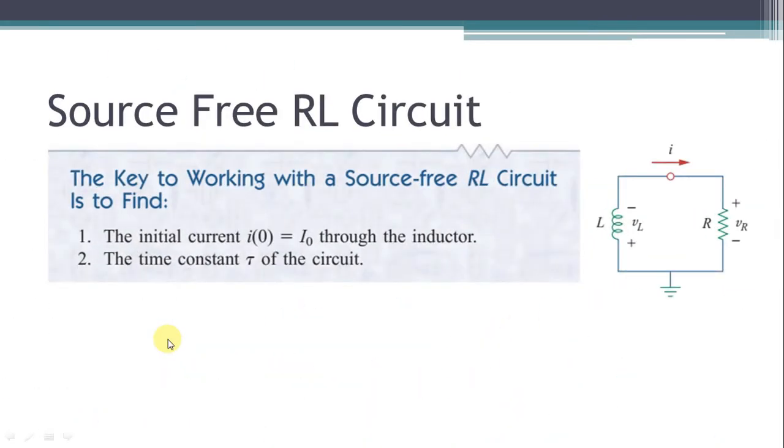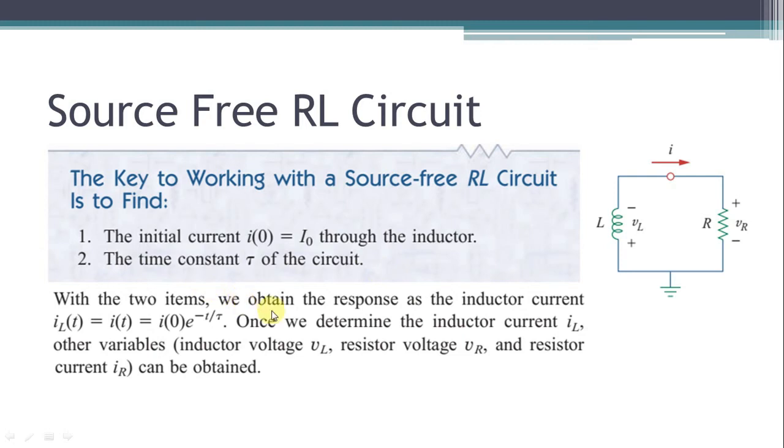So as with the source-free RC circuit, the key to working with the source-free RL circuit is to find the initial current i(0) equals I naught through the inductor and the time constant of the circuit. With these two items we obtain the response as the inductor current iL(t) equals i(t) equals i(0) e to the power minus t over tau. Once we determine the inductor current, other variables like inductor voltage, resistor voltage, resistor current, and power or energy can be easily obtained once we know i(t).